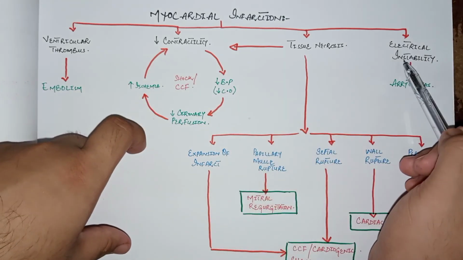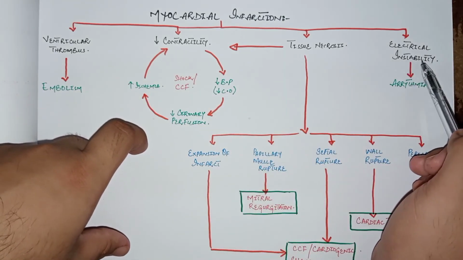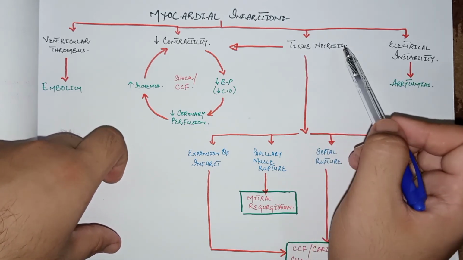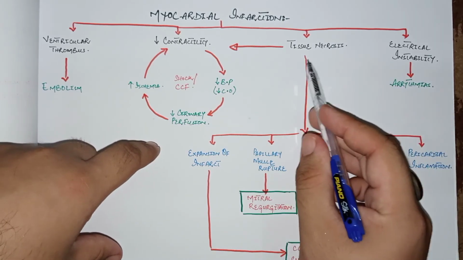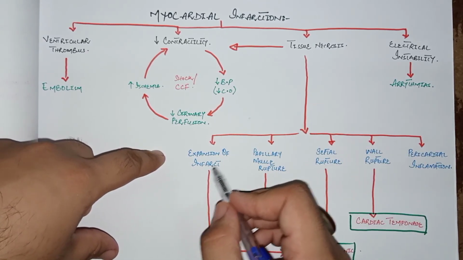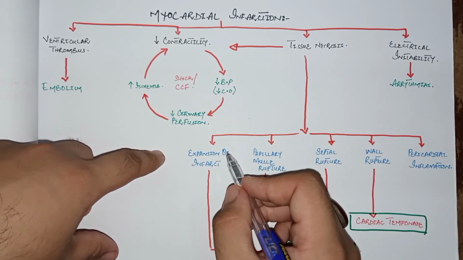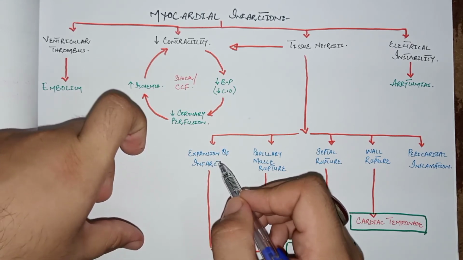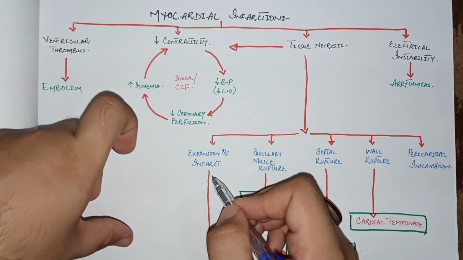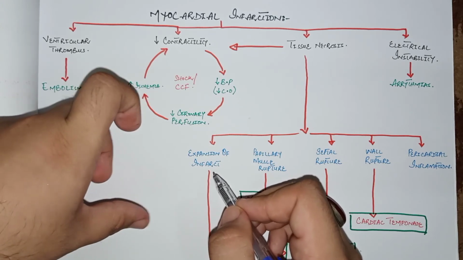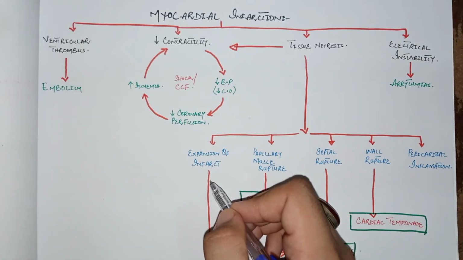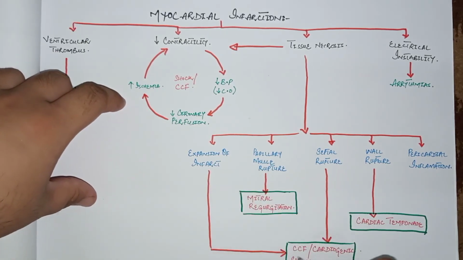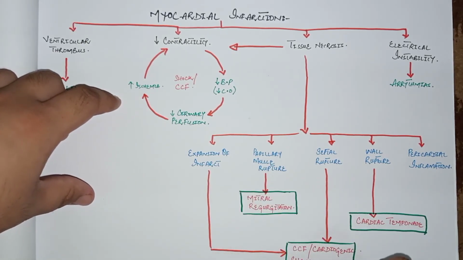There is electrical instability because of ischemia of the conducting system, and arrhythmias occur. And this tissue necrosis may lead to expansion of infarction. Due to expansion of infarction, as we have discussed previously, there is more stress on the remaining myocardium. Due to more stress on the remaining myocardium, hypertrophy and dilation of the remaining myocardium occurs. This is called ventricular remodeling, and ultimately ends up with congestive cardiac failure or cardiogenic shock.